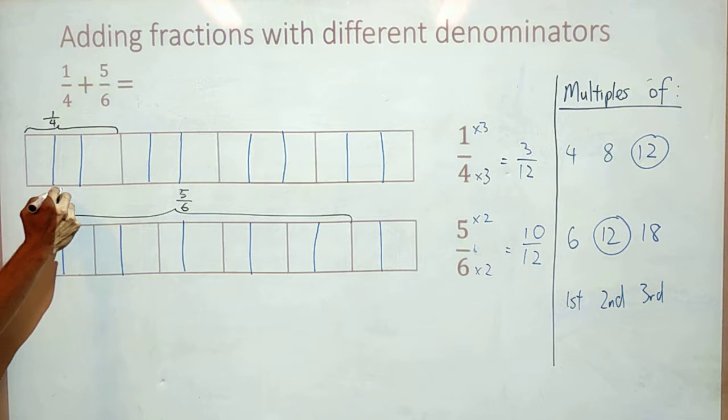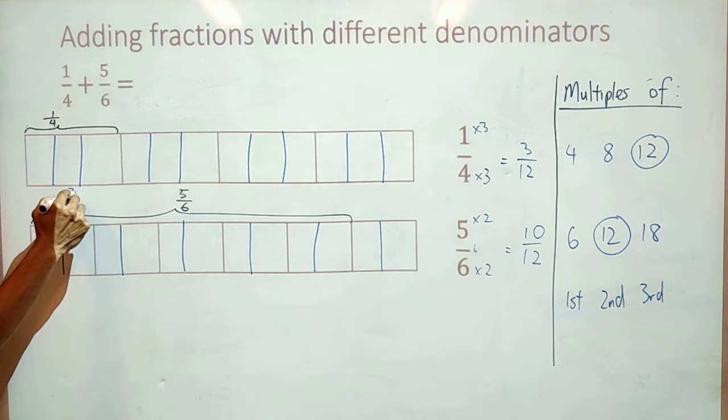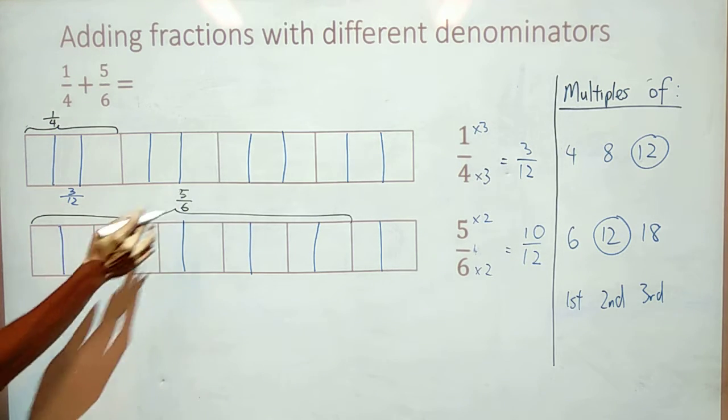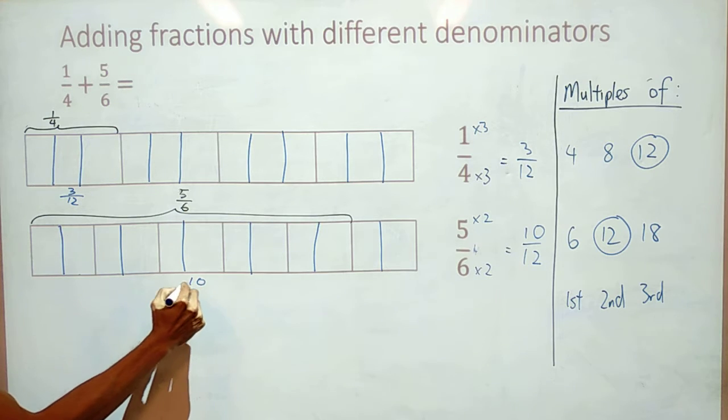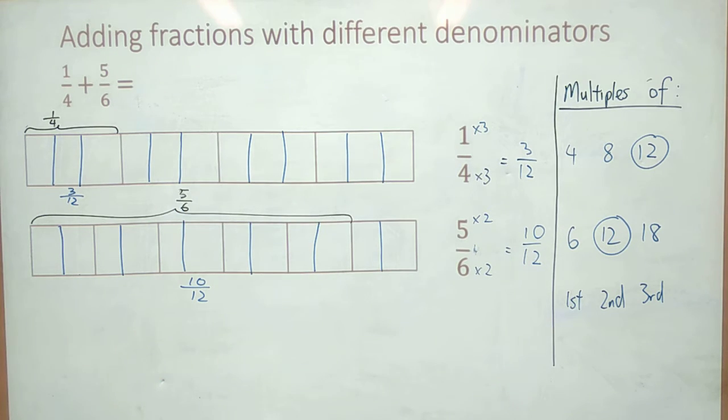So 1/4 becomes 3 out of 12, 5/6 becomes 10 out of 12, and you add them together.